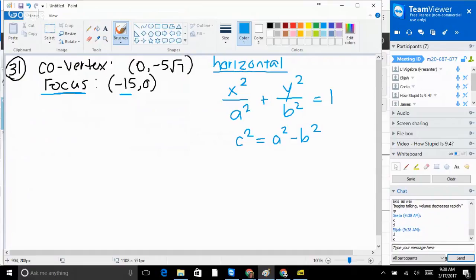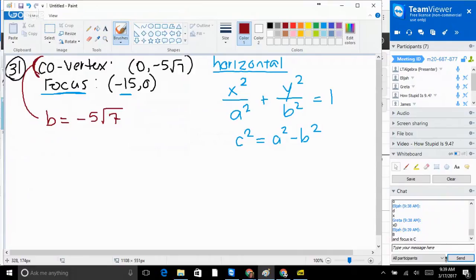All right, so these are my 2 equations for a horizontal ellipse, right? Now I've got a bunch of numbers up here. Which one's A, which one's B, and which one's C, and what am I trying to solve for? Okay, well, the covertex is always like the second fiddle, right? So it doesn't get the A, it gets B. So that means my B is going to be equal to negative 5 over 7. Okay, but we can also make it positive. We don't have to, right?